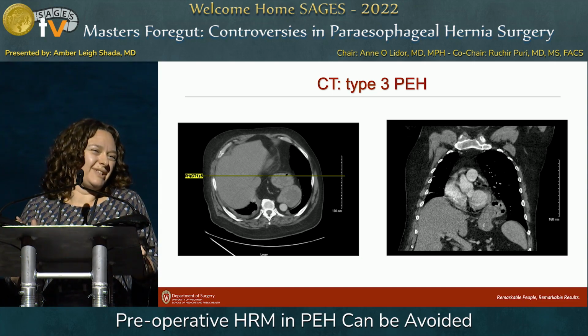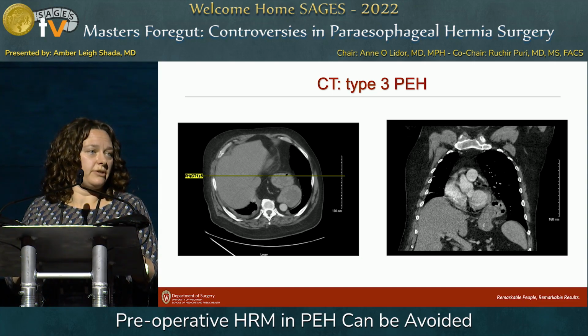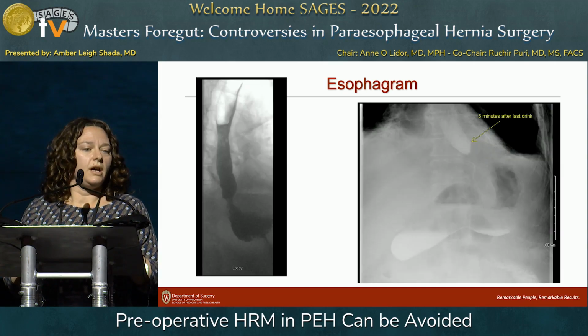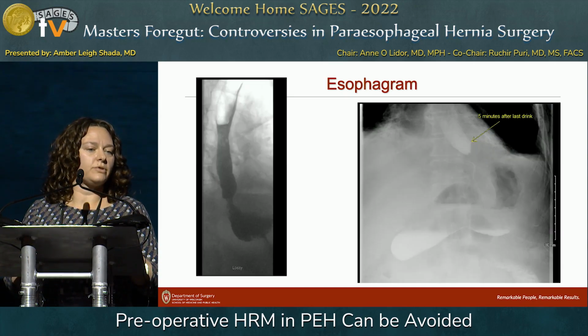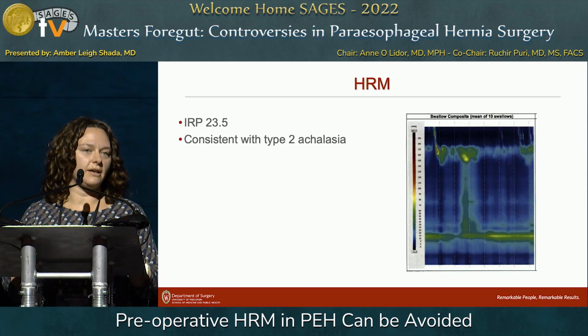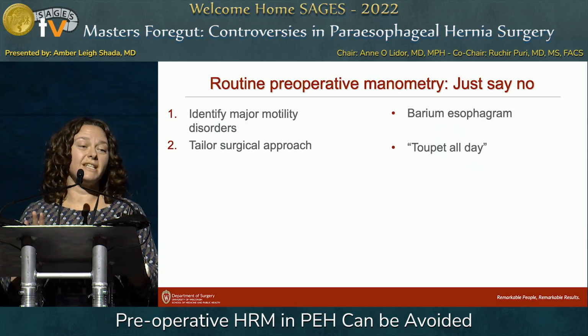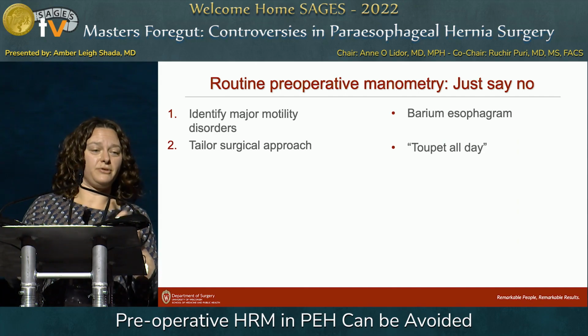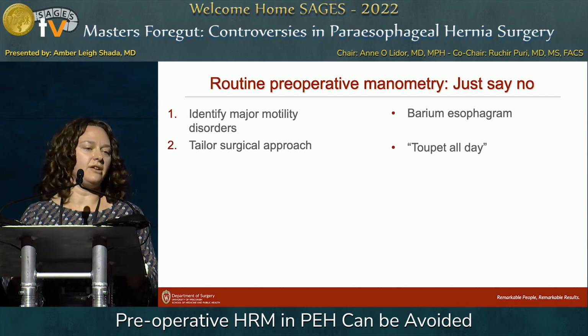So most people would stop there and say, okay, I'm going to just repair his hernia, which isn't unreasonable. But he had an esophagram. I do esophagrams routinely, and thankfully my radiologist put in this little blurb saying 5 minutes after his last sip, here's this column of barium. So I said, that's funny, right? Got him a manometry. He's got type 2 achalasia. So he got a paraesophageal hernia repair and a Heller.